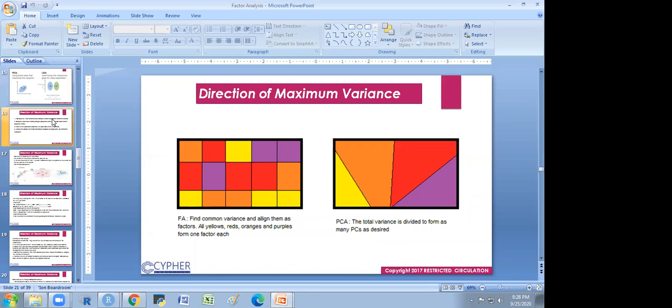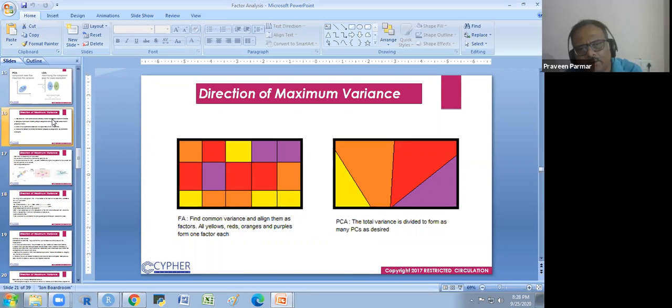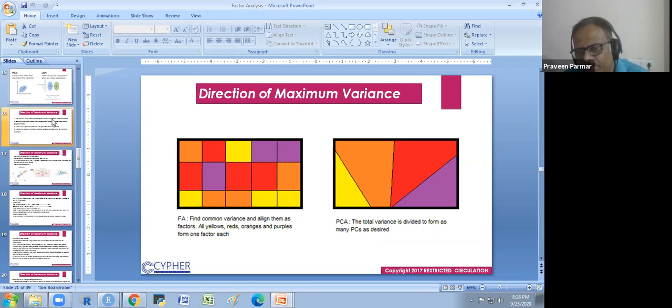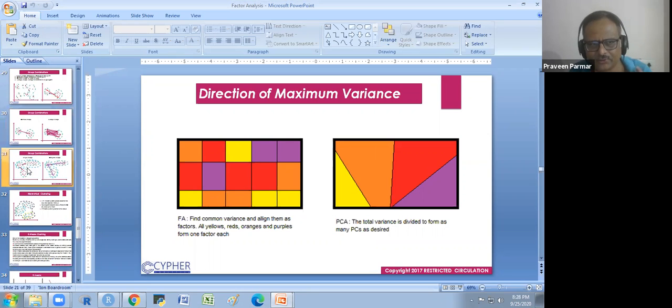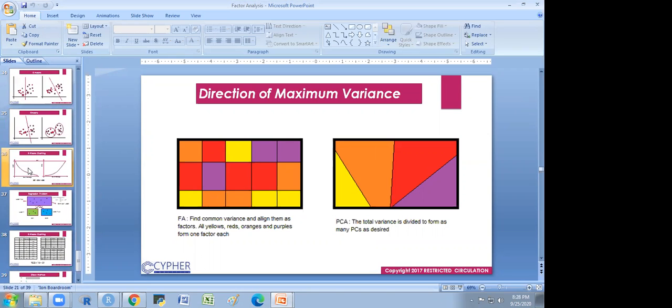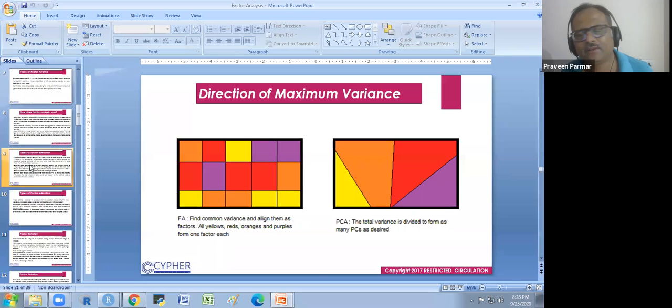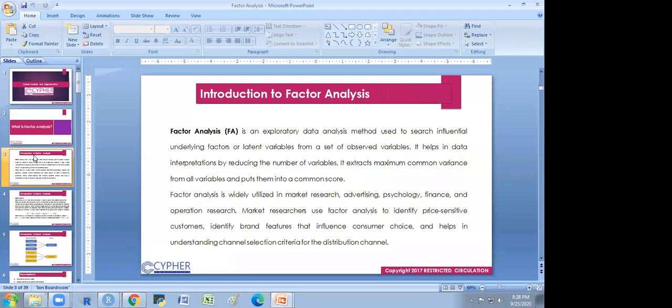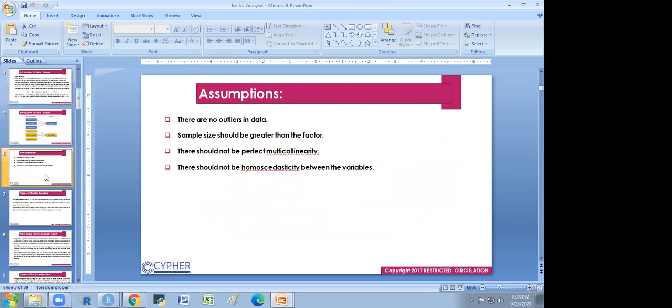Whatever you learned a little bit in the inferential analysis about factor analysis will continue with PCA, and then you could understand it in a better way. So it's not a small script. There are so many slides, near about 25-30 slides, and we have to explain each and everything.